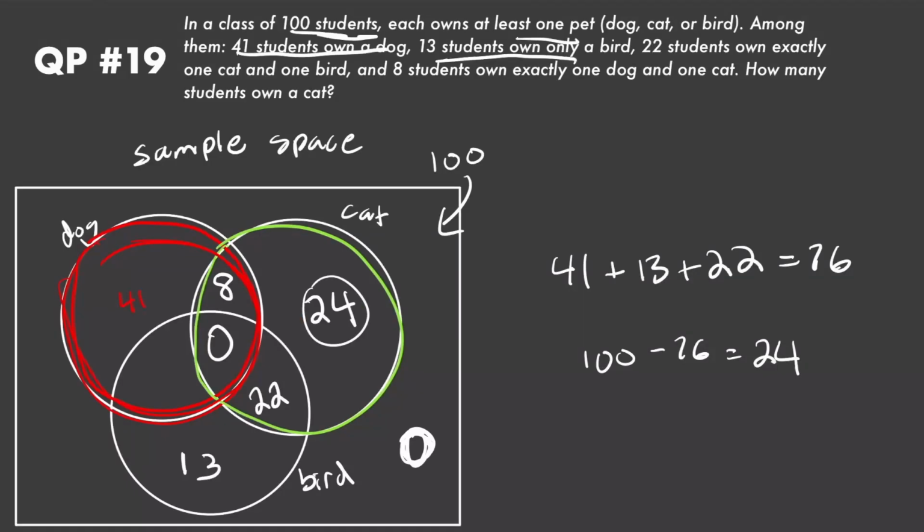Now to find the total number of students who own at least one cat, which is what we're being asked, we just take 24 plus 22 plus 8, right? And that is going to give us 54. And that is our final answer.